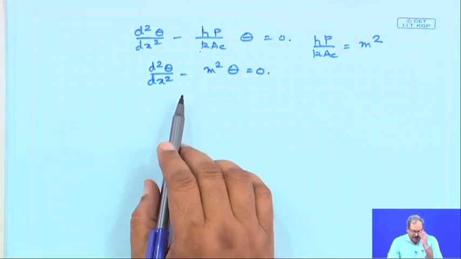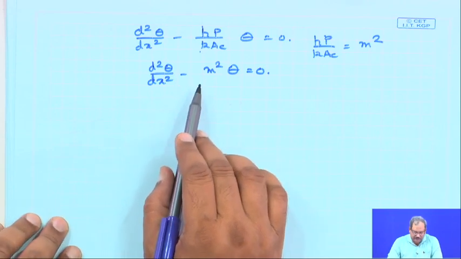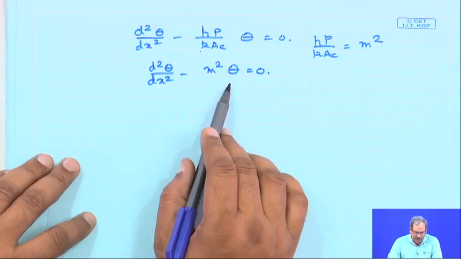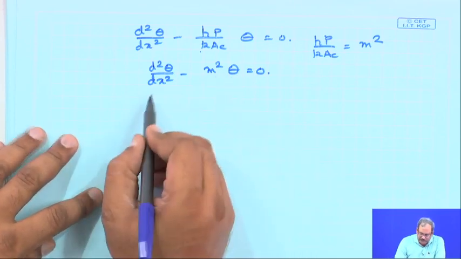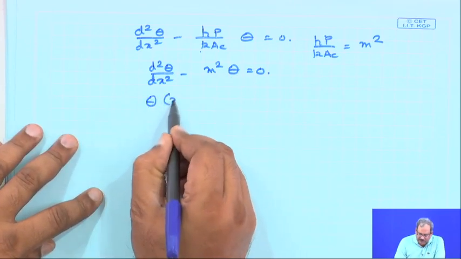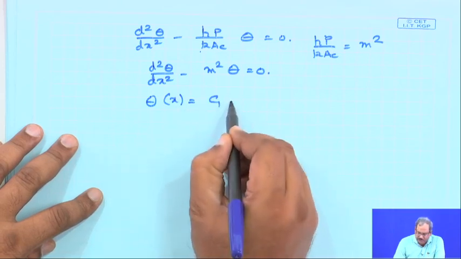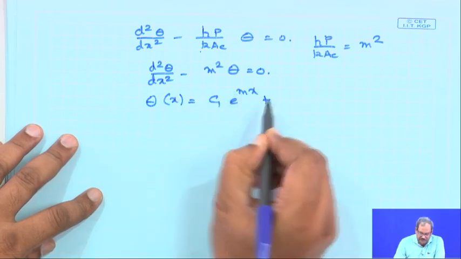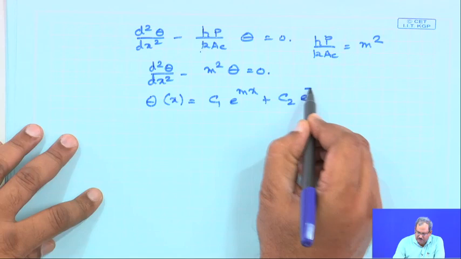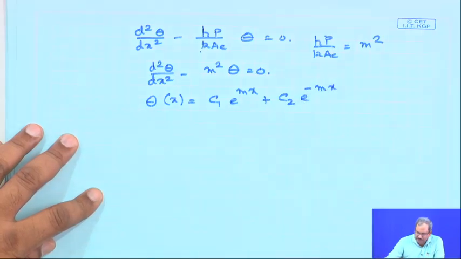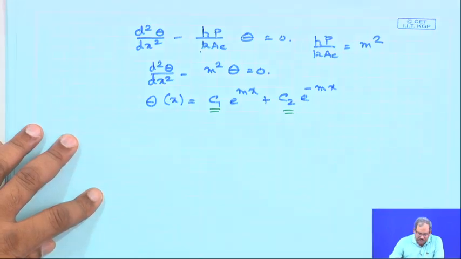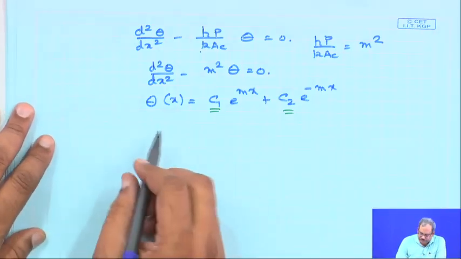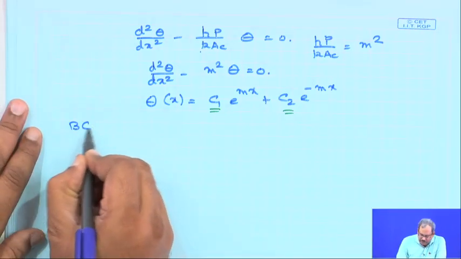So, this is a linear homogeneous second order differential equation with constant coefficients, and the solution of this is theta of x equals C1 e to the power mx plus C2 e to the power minus mx. These C1 and C2 are constants of integration. So, I require two boundary conditions.